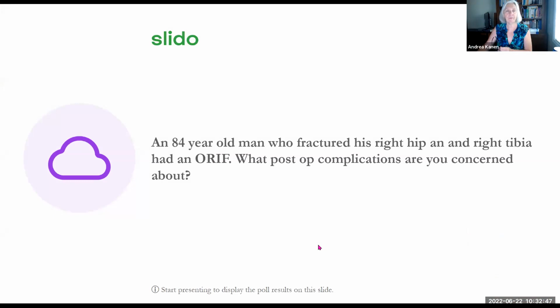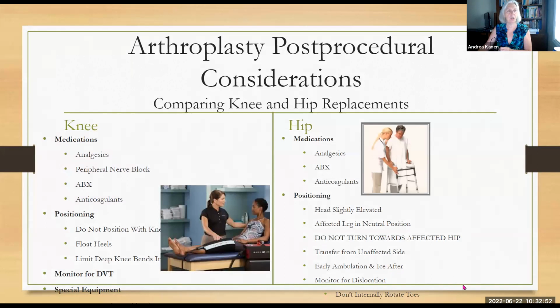All right. So here are some things that we're going to be thinking about postoperatively for both knee and hip. So pain management for both, antibiotics, anticoagulation. Going to need to do some positioning for these people. So with knees, well, we don't want to float the heels. So in other words, we don't want to elevate that leg like that and have their legs hanging off. Can't see these pictures over talking.